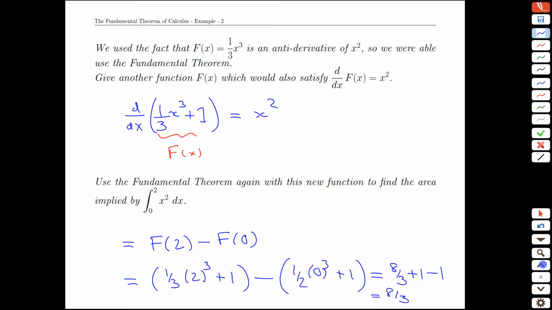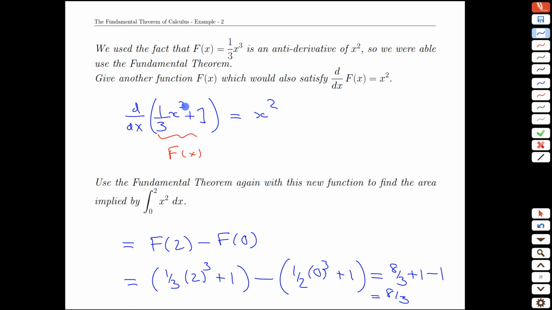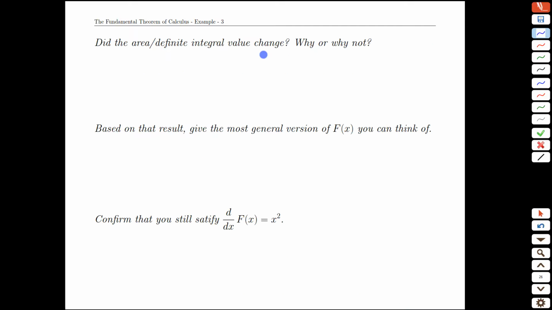Let's take a step back in the slides, using the fundamental theorem of calculus again, with a variation on our function, but one that still satisfies the requirement. This F of x, when I differentiate it, gives me the x squared I'm integrating, and I still get the same answer for our area under the curve. Because it turns out that plus 1 is going to appear in this first term, but then I'm always going to subtract it in the second term, and it's always going to end up canceling, which is exactly what we want. We want to keep this value, the area under the graph, the same. So did that value change? No. Phew.